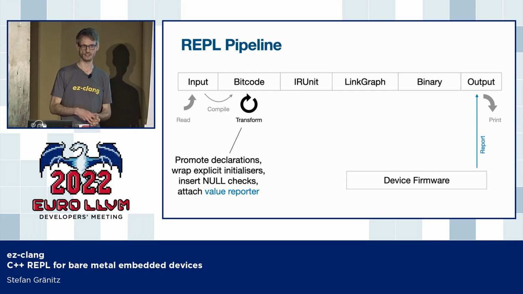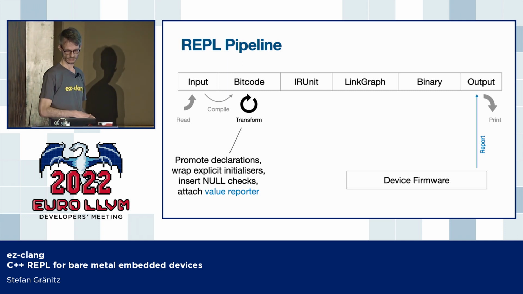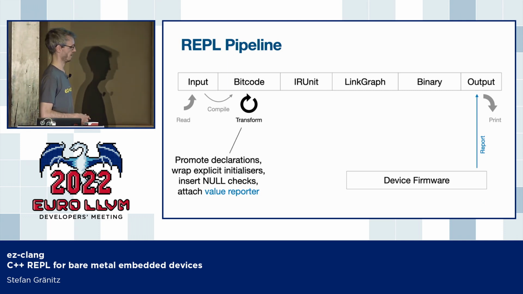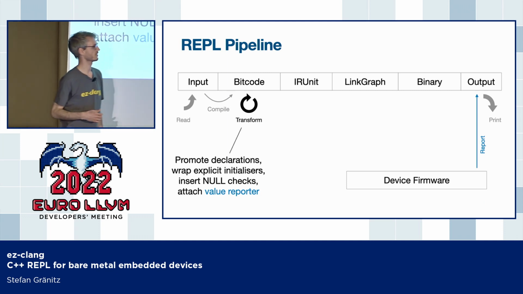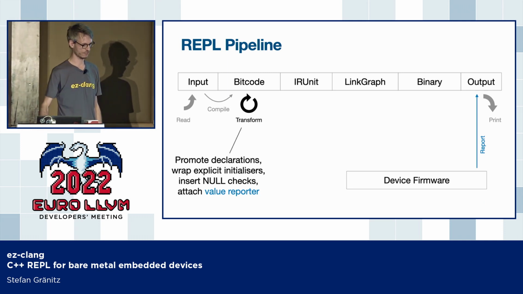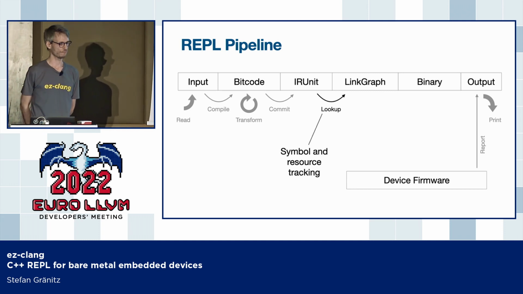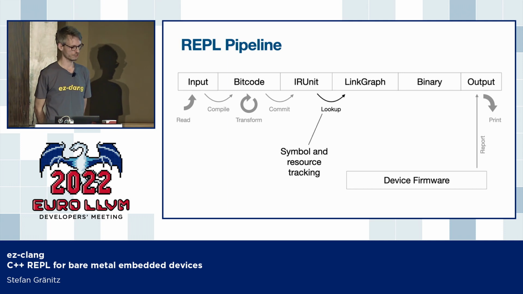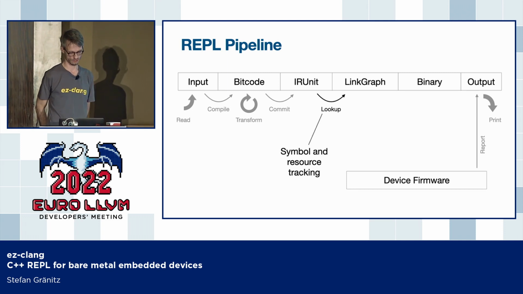And one thing I changed heavily compared to the Cling implementation is the value reporter. We will have a look at that later on, but for now the important point is that it introduces that edge on the very right that reports the value back from the device to the host. After the transformation, we commit the bitcode module to the ORC engine as an IR materialization unit, and ORC will take care of all the symbol handling.